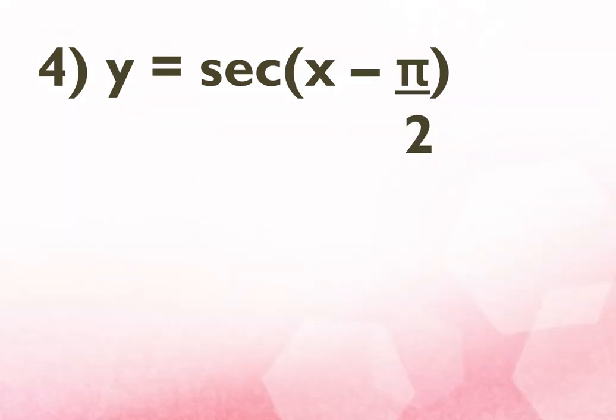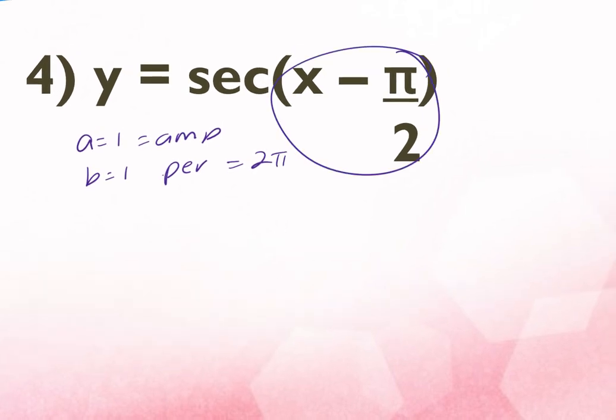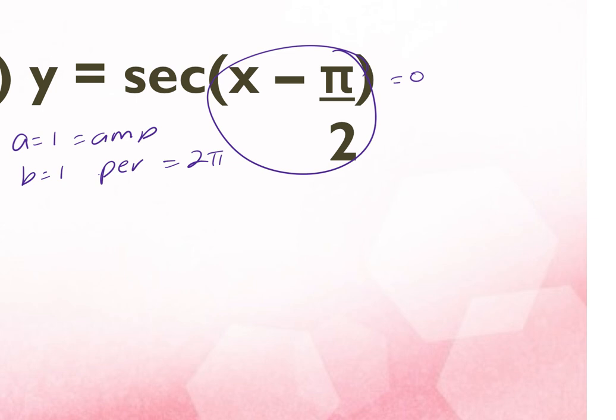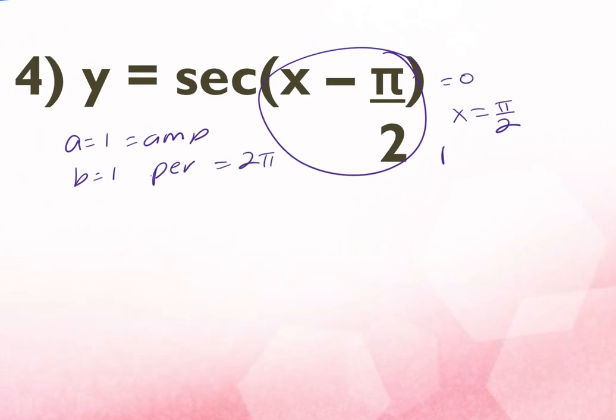All right, number 4. So my A is 1, which is my amplitude. My B is 1, so the period is 2 pi over 1, which is 2 pi. This time there's a phase shift, so I'm going to take this, set it equal to 0, and I get my phase shift is pi over 2. So everything's going to the right, pi over 2. No vertical shift.